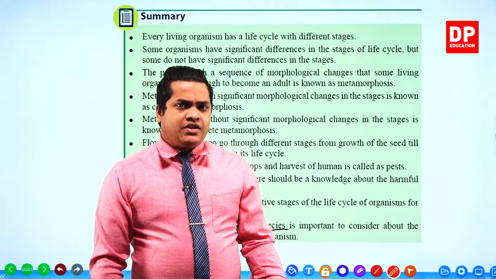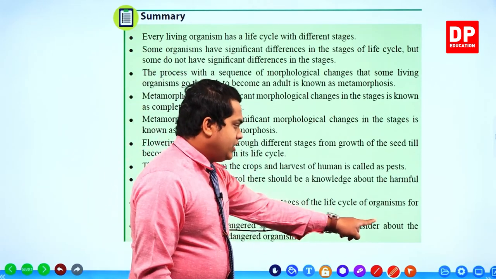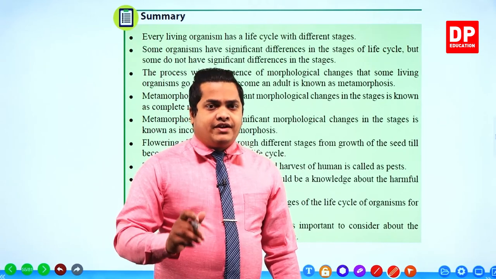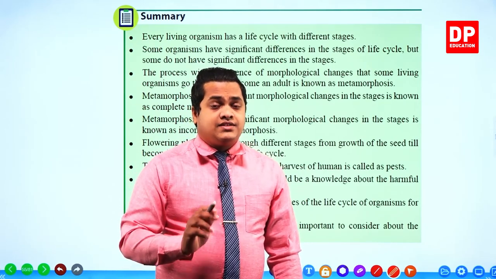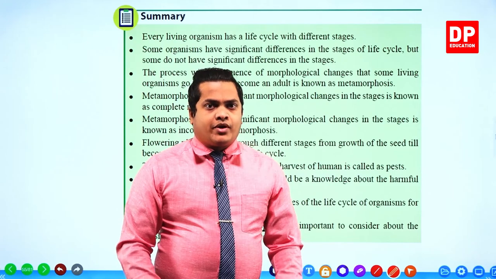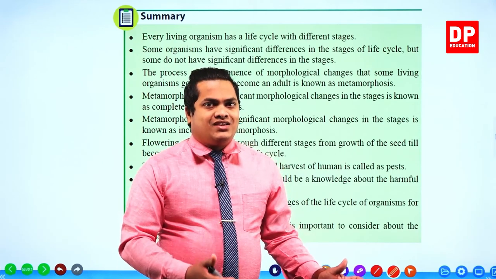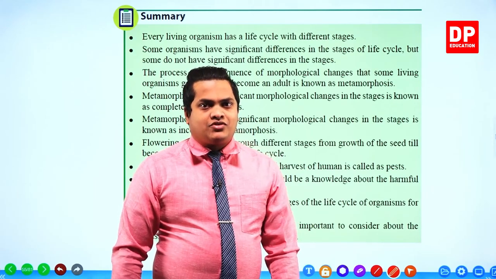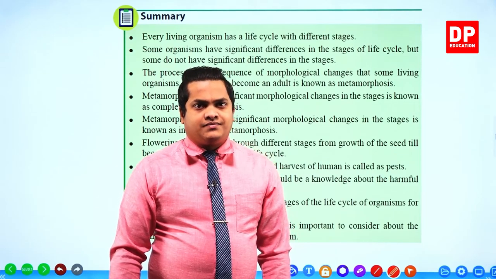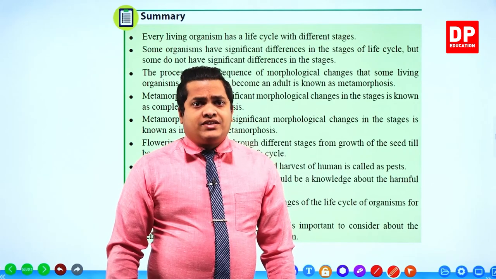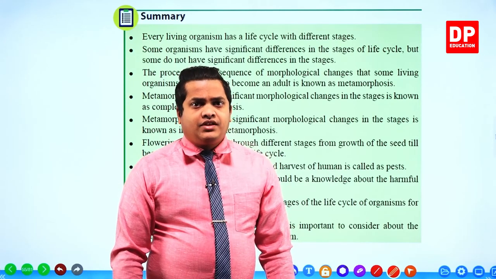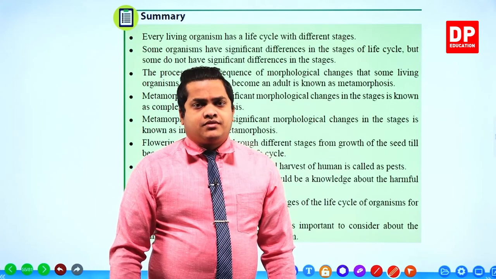How to protect endangered species? It's important to consider the sensitive stage of the endangered organism. By identifying the sensitive stage of this endangered organism, we can protect the particular organism by protecting that sensitive stage, like protecting the eggs of turtles. We can protect the turtle population, right? Turtle is an organism being threatened by several human activities and other factors, especially human activities. So it is an endangered species. That's why even in Sri Lanka, there are turtle sanctuaries in order to protect the population of turtles, right?